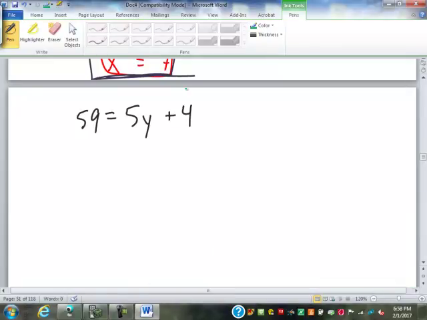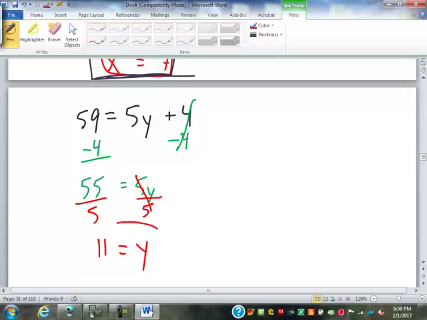Okay, so what's our first step? Subtract 4. So I subtract 4 from both sides. So 55 equals 5y. And then? Divide by 5. Good. So that 5 is gone. Leaves us with y here. 55 divided by 5 is 11.